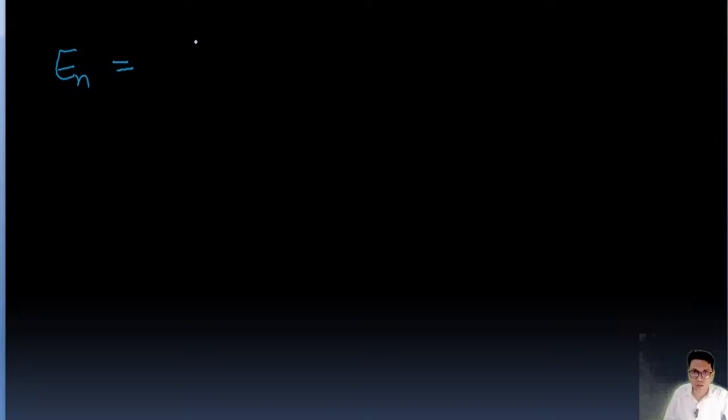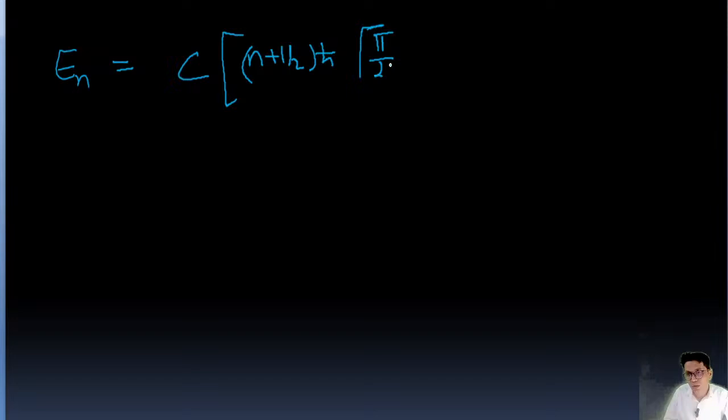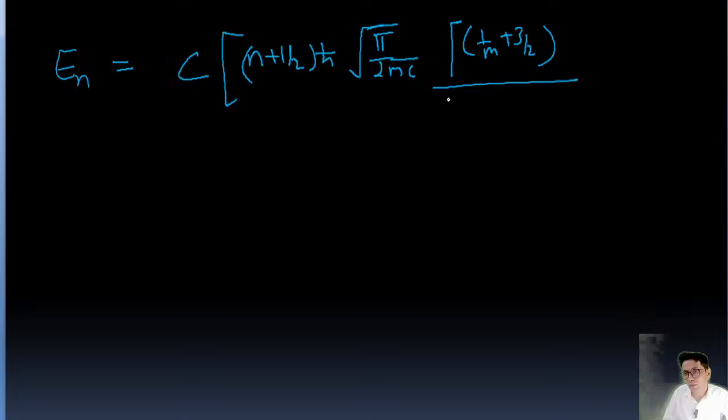So what you need to note down and memorize, I'm telling you, is a trick. The value of En is going to be c, which is constant, times (n plus half) h cut, root pi upon 2mc, times gamma of (1 upon m plus 3 by 2) upon gamma of (1 upon m plus 1), and this whole to the power 2m upon m plus 2.